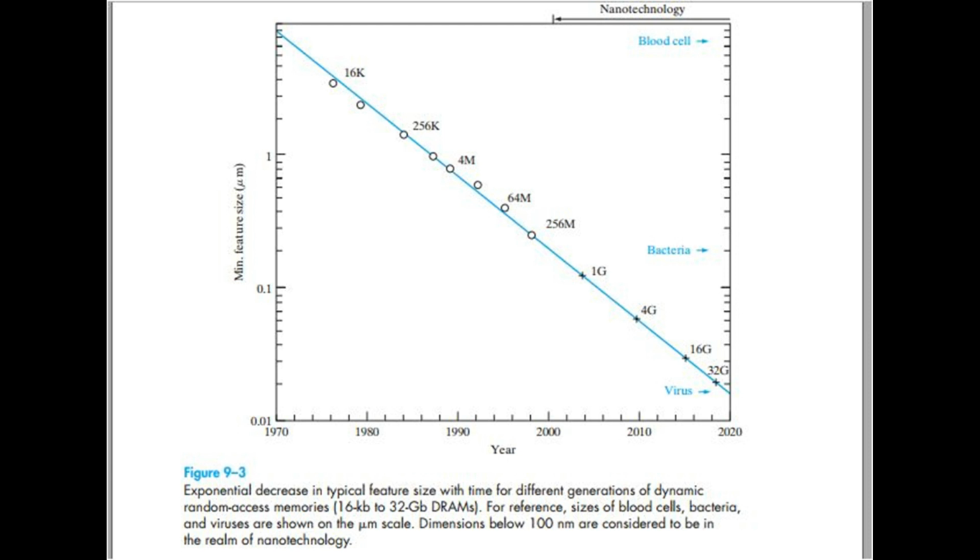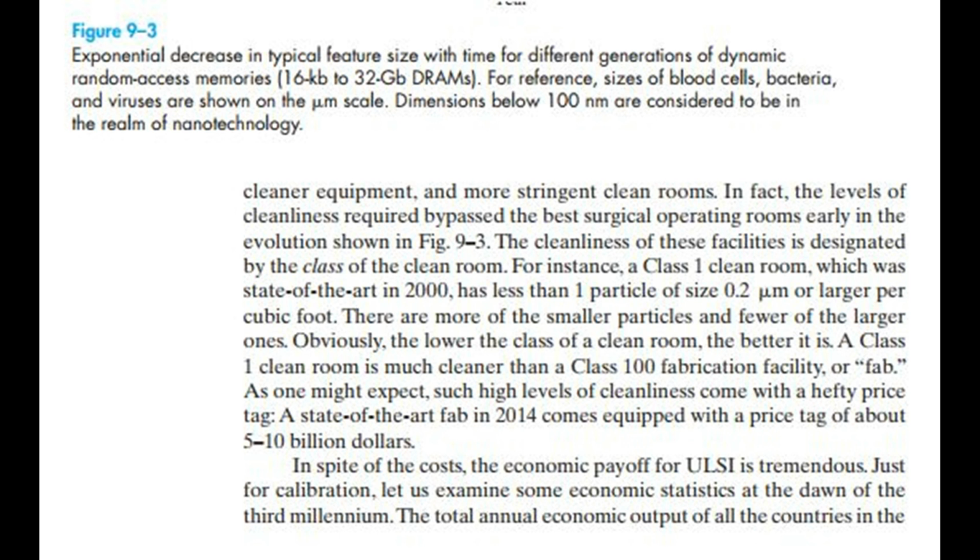In fact, the levels of cleanliness required bypass the best surgical operating rooms early in the evolution shown in Fig 9.3. The cleanliness of these facilities is designated by the class of the clean room. For instance, a Class 1 clean room, which was state-of-the-art in 2000, has less than one particle of size 0.2 micrometers or larger per cubic foot. There are more of the smaller particles and fewer of the larger ones. Obviously, the lower the class of a clean room, the better it is. A Class 1 clean room is much cleaner than a Class 100 fabrication facility, or fab.